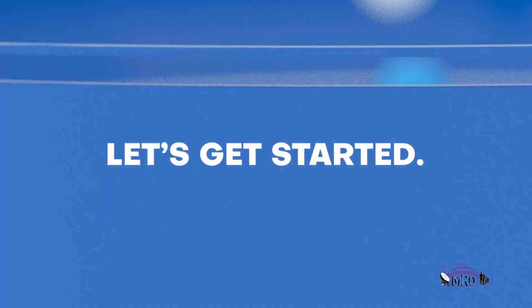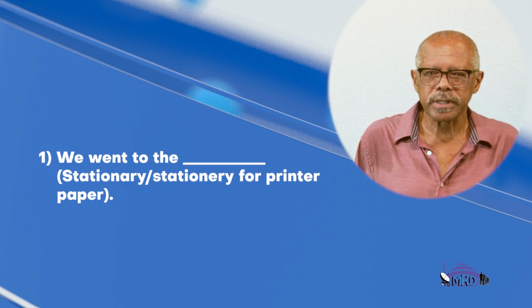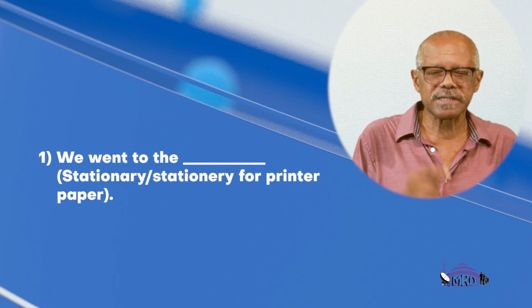Let's begin with our usual short 4-item quiz that we will get back to at the end of our lesson. Get your pencil and paper, and let's get started. Identify the correct word from the brackets that correctly completes each sentence. Here we go. 1, we went to the stationery for printer paper. That's stationery with an A and stationery with an E.